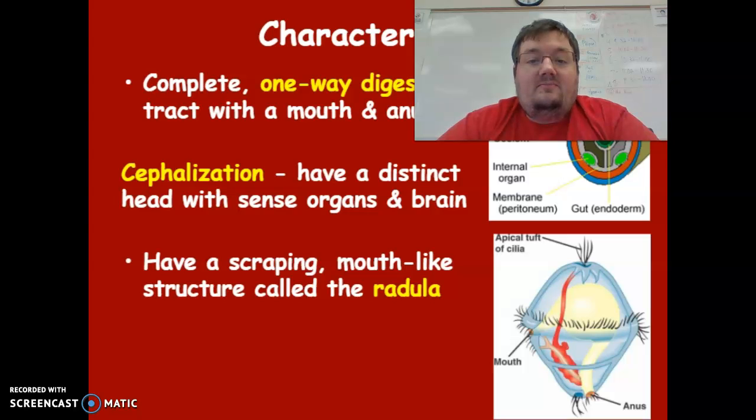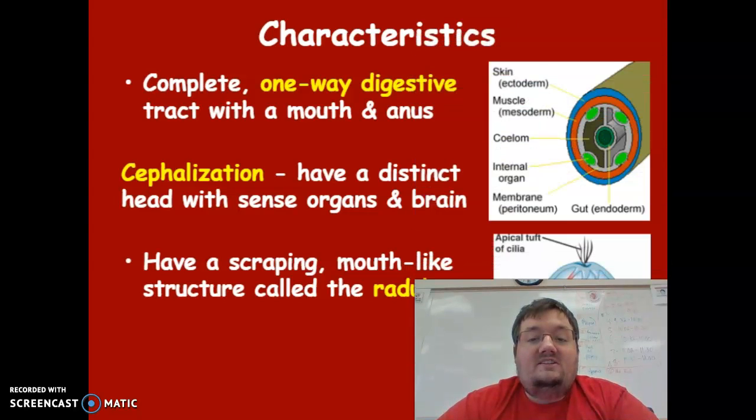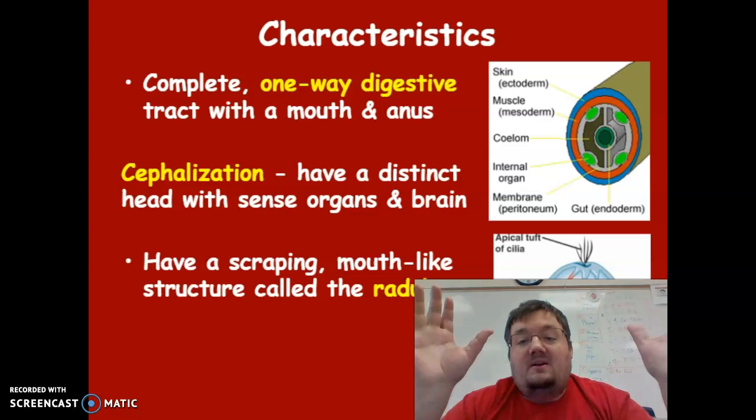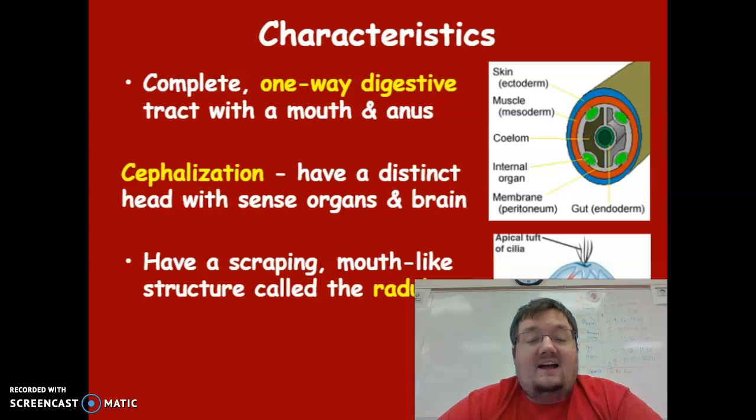Some other characteristics of mollusks, they have a one-way digestive tract. Their digestive tract is complete with both a mouth and an anus. So it's not like Cnidaria where they basically just eat something and then there's nowhere for the food to go, so they spit it back out the same opening with whatever's left. The food that's eaten by mollusks is going to move completely in the tube one way and out the other way.